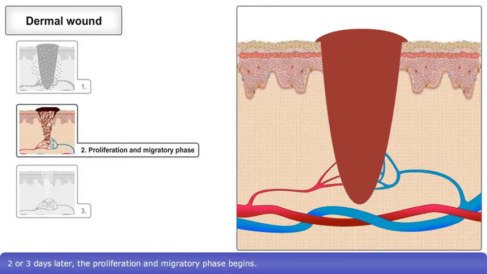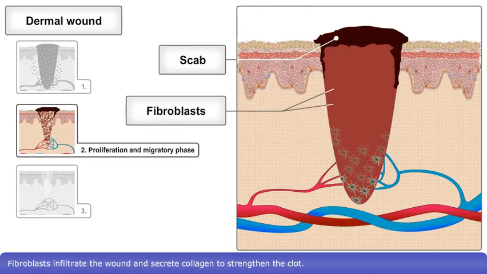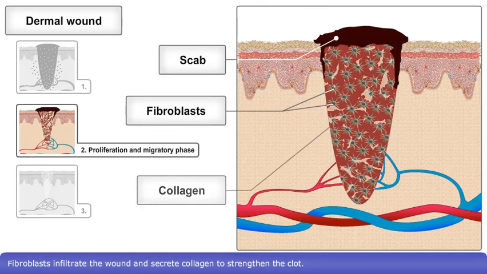Two or three days later, the proliferation and migratory phase begins. In the initial portion of this phase, the clot exterior dries, forming a scab. Fibroblasts infiltrate the wound and secrete collagen to strengthen the clot.